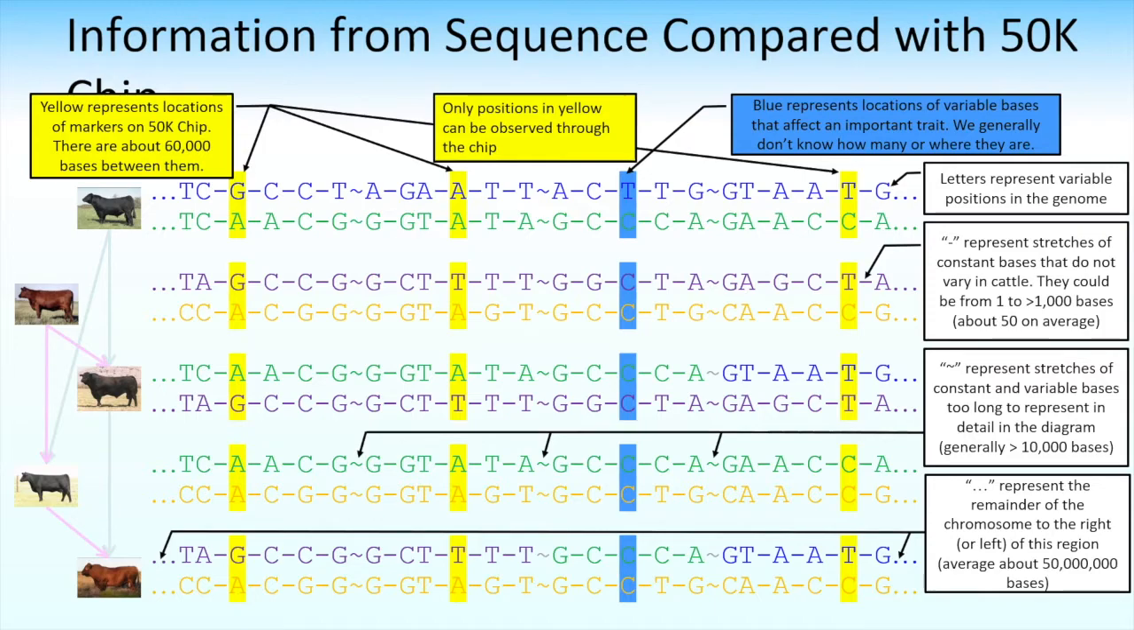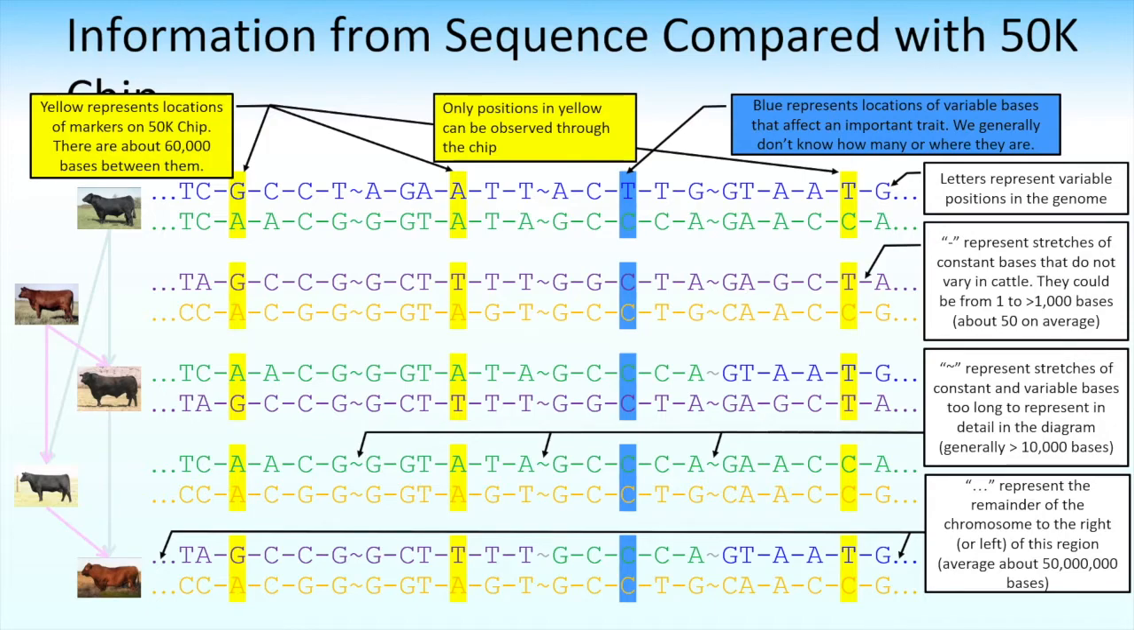This region of the genome that we're going to focus on would typically be about 100,000 bases in length, or 0.1% of the length of the chromosome on which it resides. The locations of the three 50K markers are highlighted in yellow, and we also assume a variant that directly affects a trait of importance to us that is highlighted in blue.